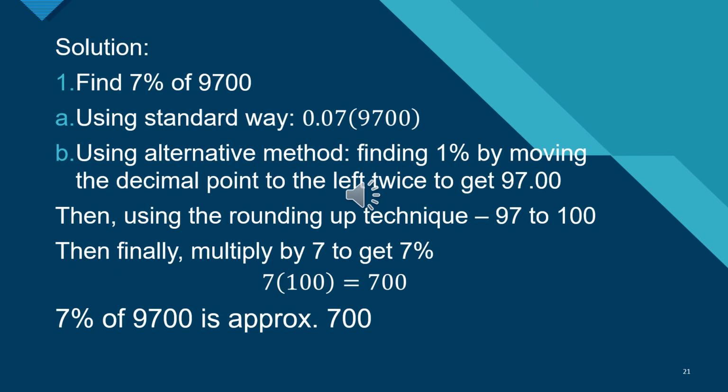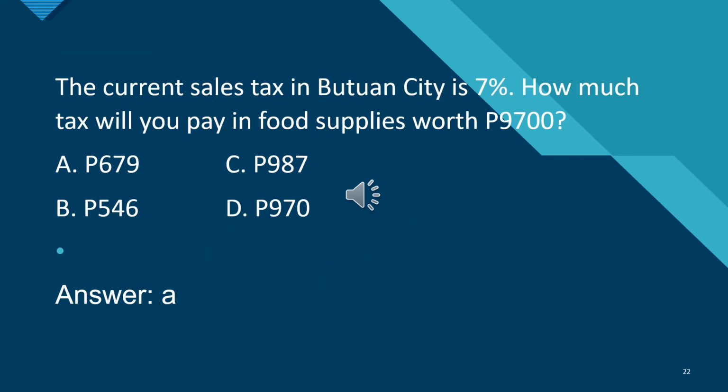Another way is to do also an approximation or estimation by simply rounding off the base. In this case, it's 9,700. We can round this up to 10,000. And next is to get 7% of 10,000, which is also 700. So either of these techniques can be helpful, no? As long as you're able to perform the required steps. Therefore, the correct answer is letter A, 679.